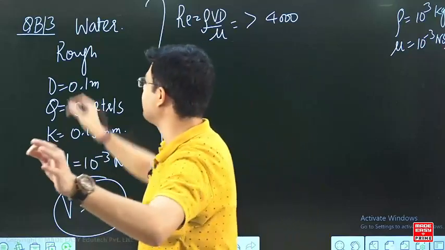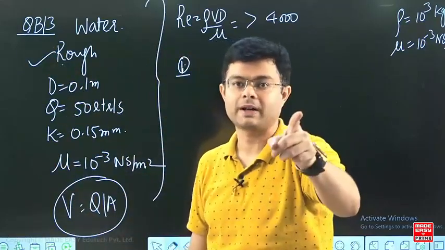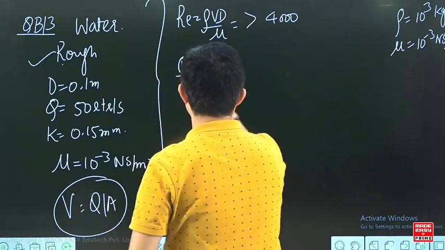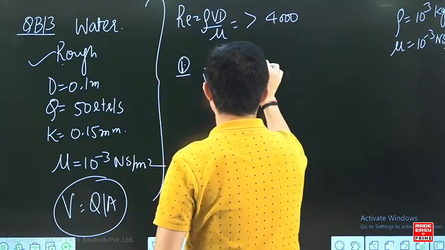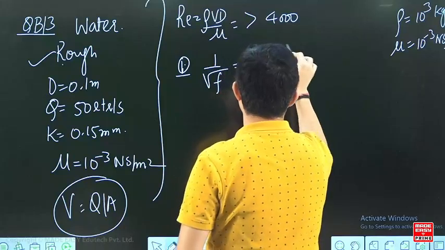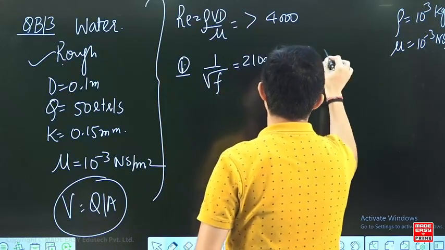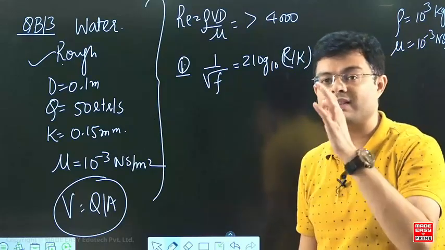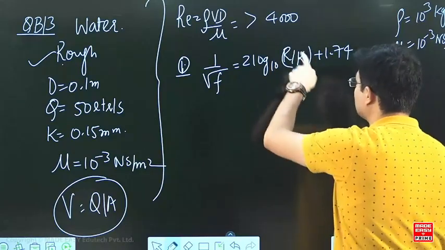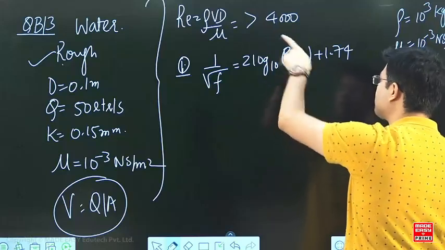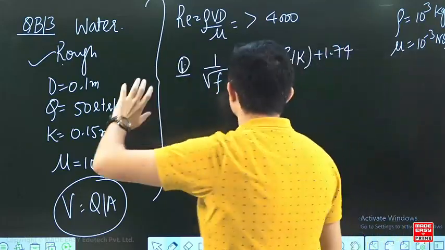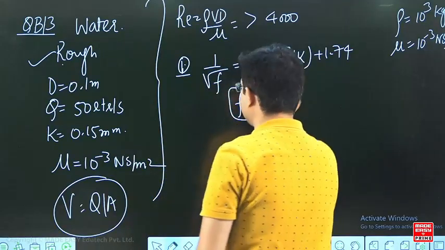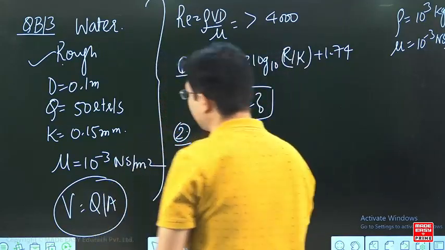Beta, it is clearly mentioned in the problem that the pipe is a rough pipe. If it is a turbulent flow and the pipe is a rough pipe, the friction factor is given by 1 by root f is equal to 2 log base 10 R by K plus 1.74. Again, don't make a silly mistake. Put the units of both in mm or both in meter. Doesn't matter to me. So from this equation, can you find the value of friction factor? Yes, we can find the value of friction factor.